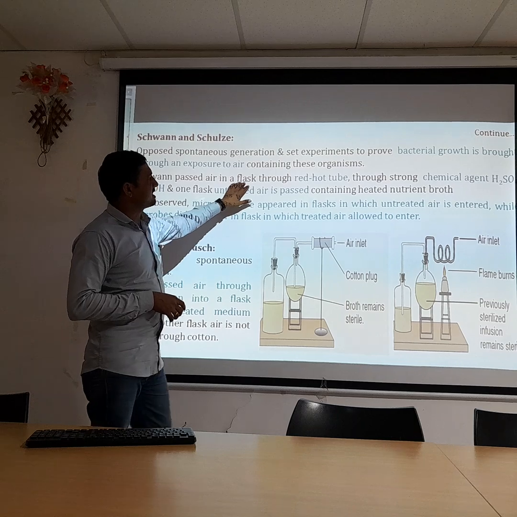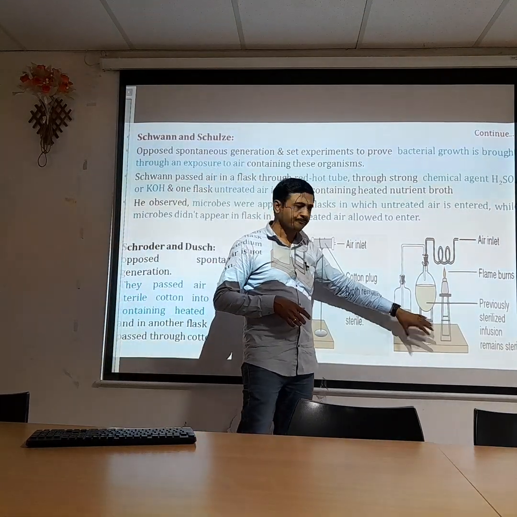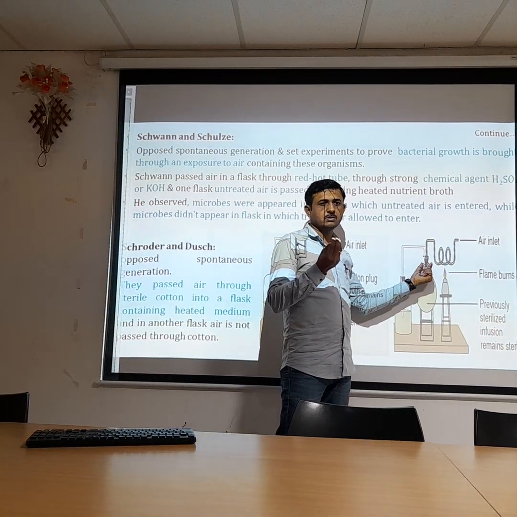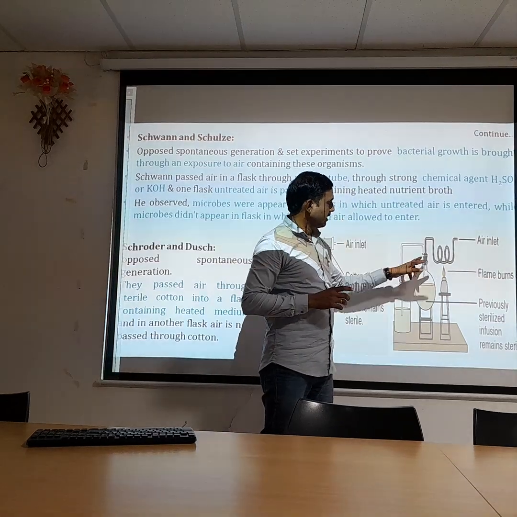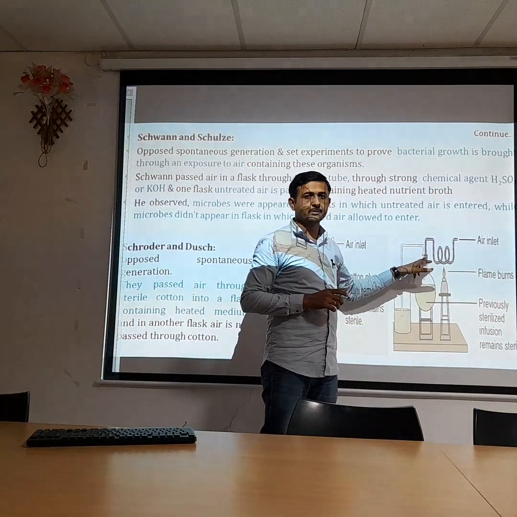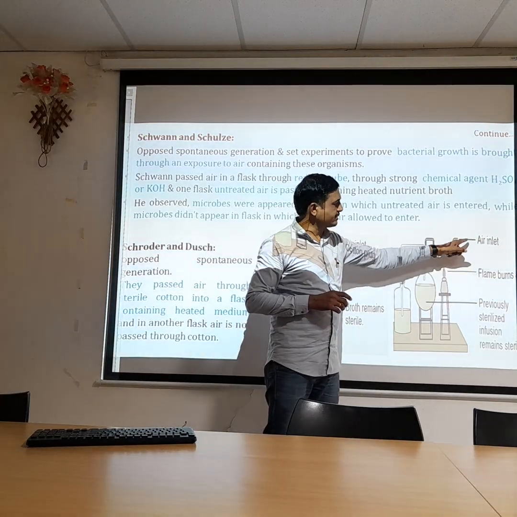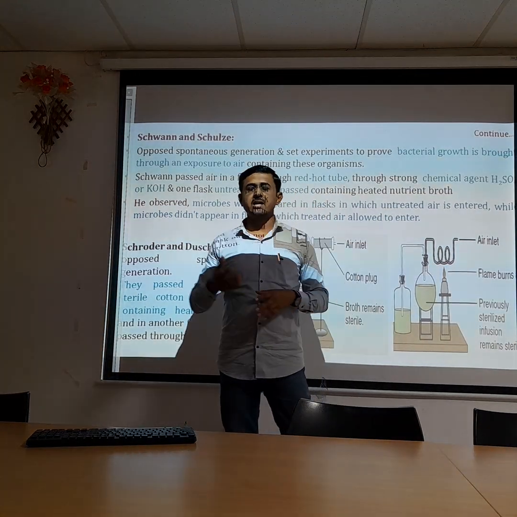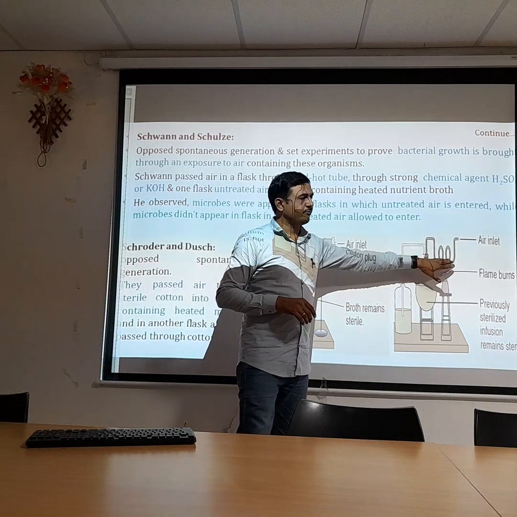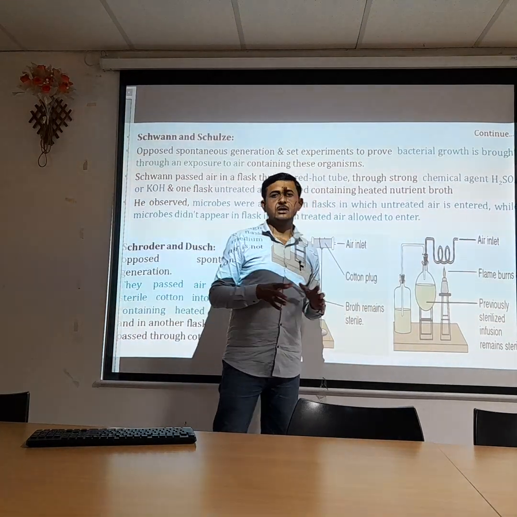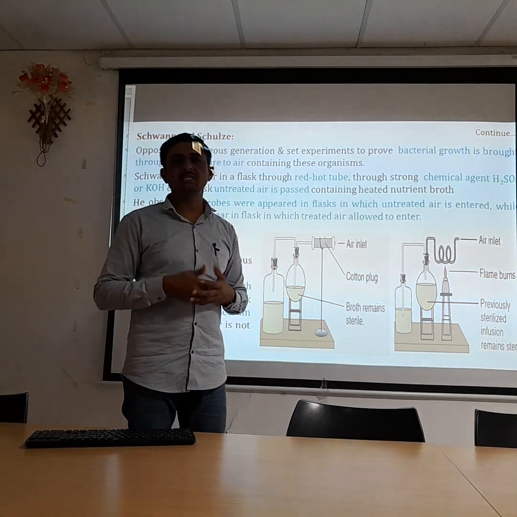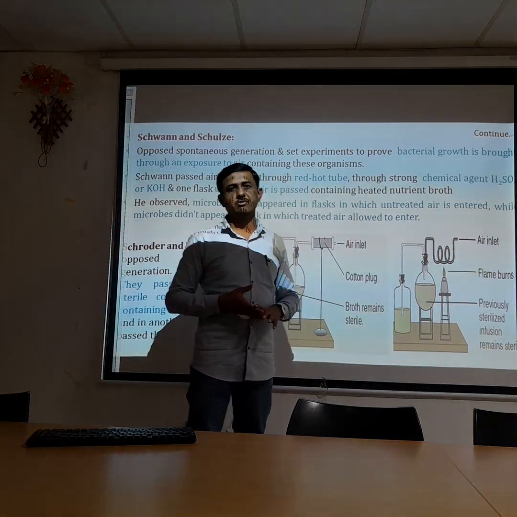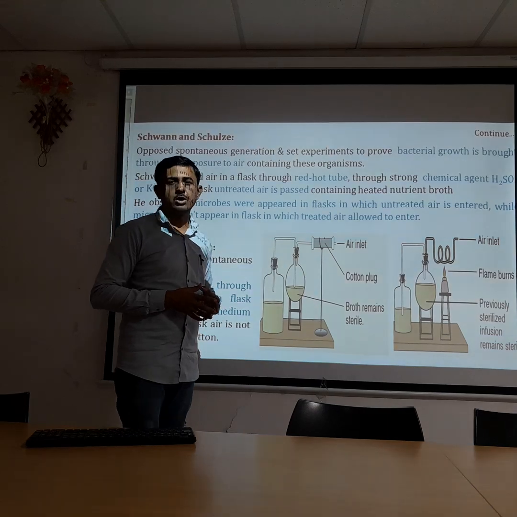Schwann passed air into a flask through a red hot tube. In this diagram we can see a flask containing mutton broth, and the mouth of the flask is sealed with a cork. One tube is used to pass the air, but before entering, the air passes through a red hot tube heated by a burner. The tube is continuously heated, so the air entering the flask is free from all kinds of microorganisms. The microorganisms present in the air are killed by the flame, and sterile air passes into the flask. He observed that no microbial population occurred in that flask.